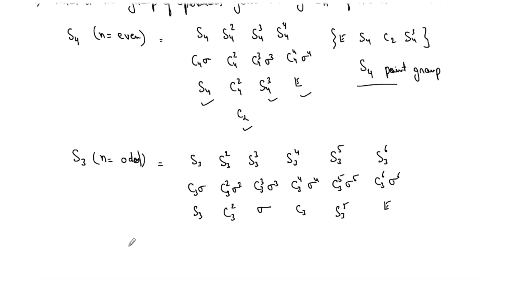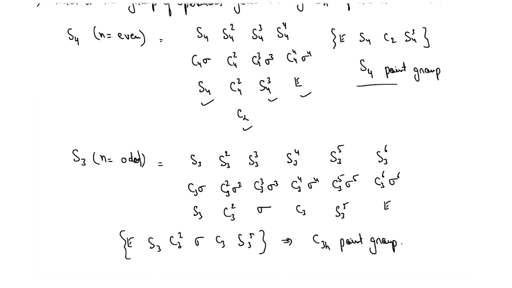Okay. Now, what we have got is E, S3, C3 square, sigma, C3, S3 5. These are the set of operations which we have got. Now what is the point group for this set of operations? This will give you the C3H point group. So if we are generating operations using an S3 axis or an SN axis where n is odd, then we will generate a CNH point group.